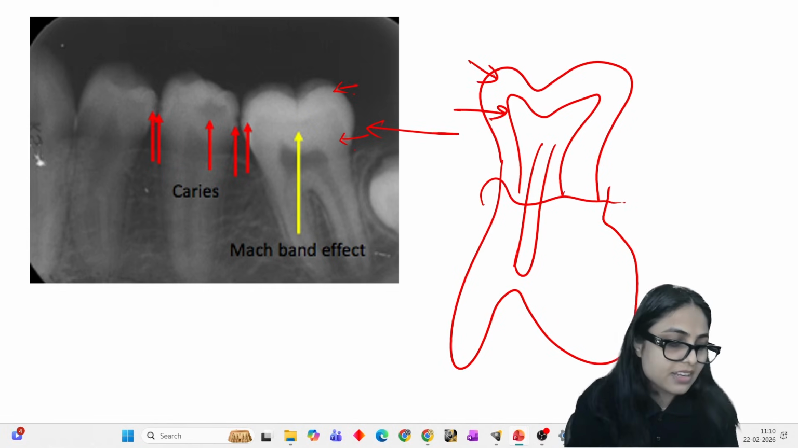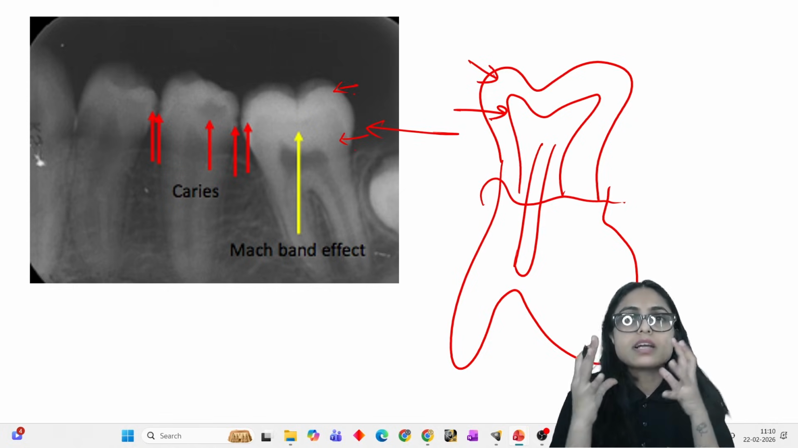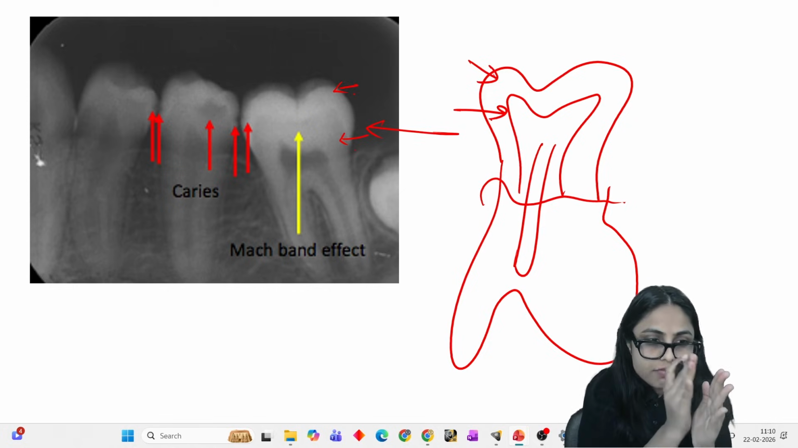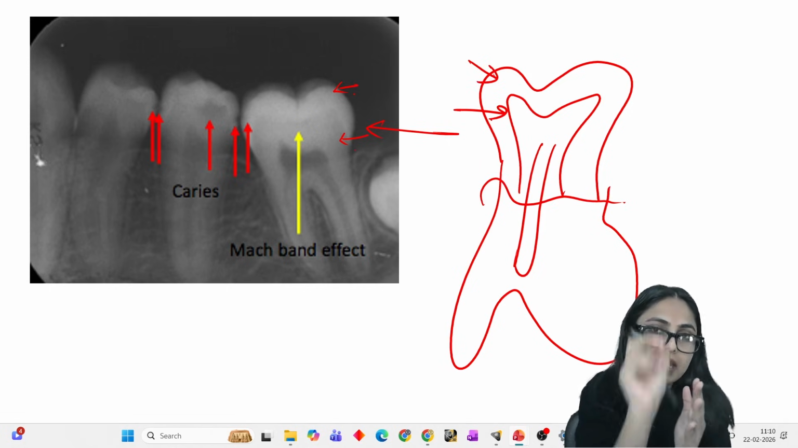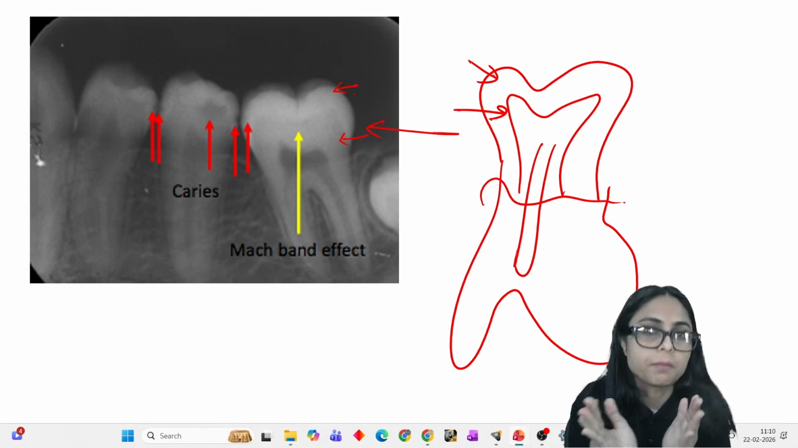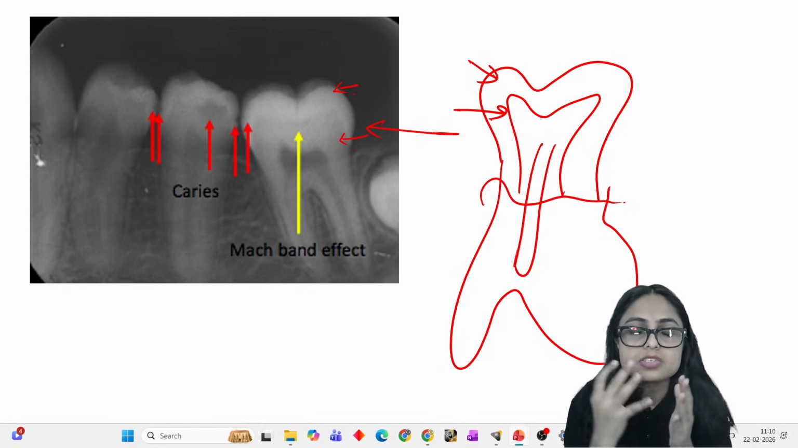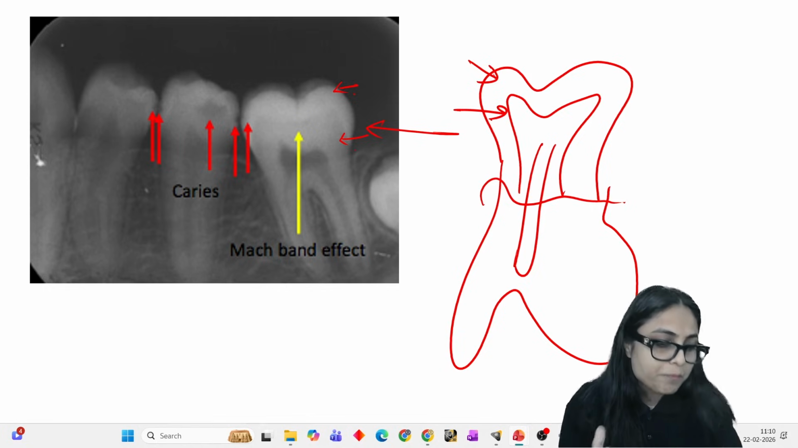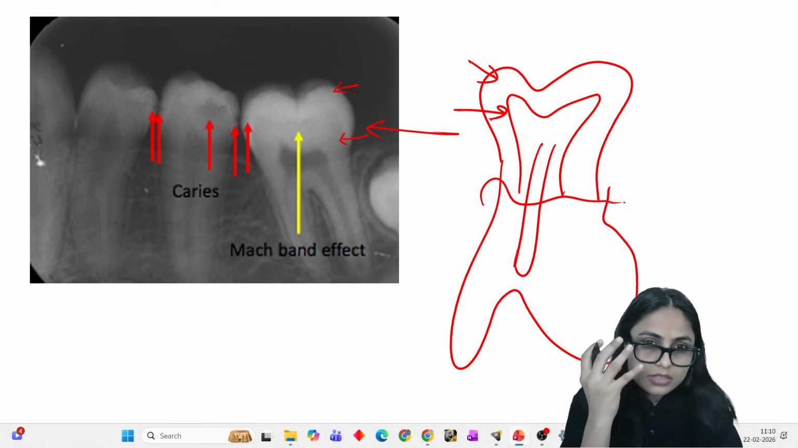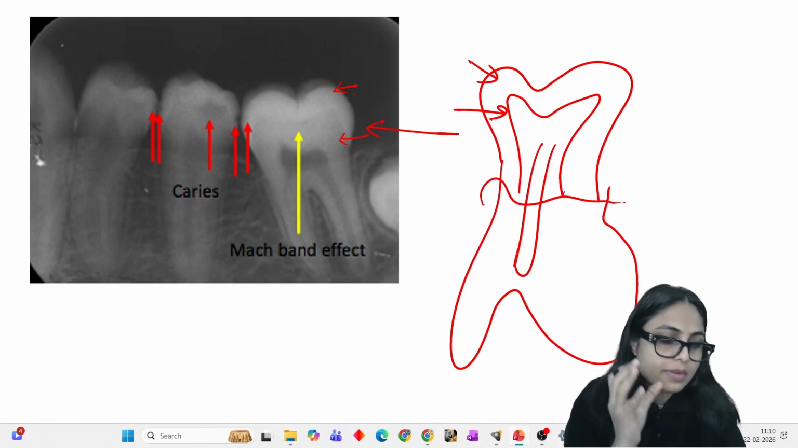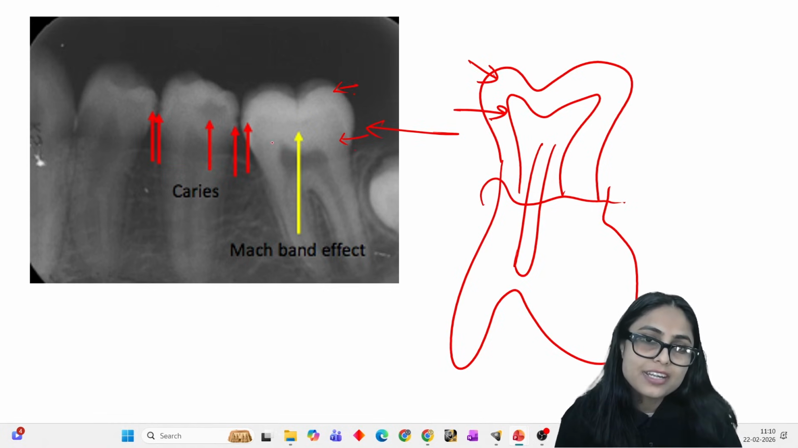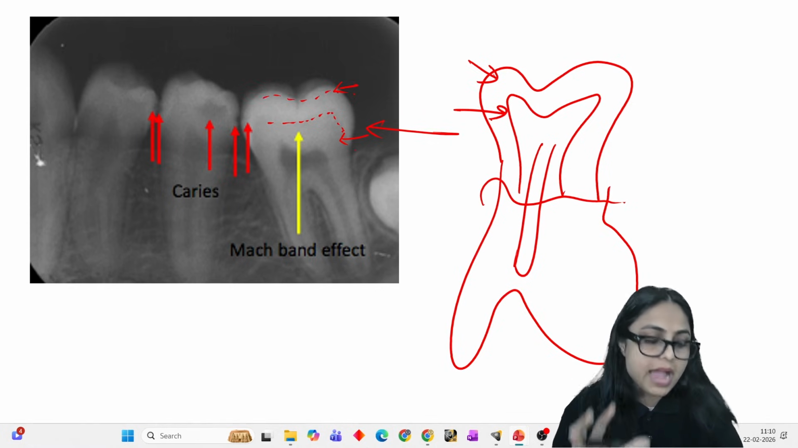So what is Mach band effect? Mach band effect is just an optical illusion. When you keep shades of gray just adjacent to each other, you will see a faint gray line separating these two shades of gray. That is a Mach band effect. This optical illusion just exaggerates the contrast between the edges of slightly different shades of gray, correct? That is called the Mach band effect.